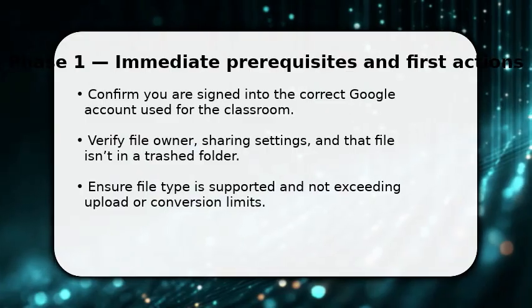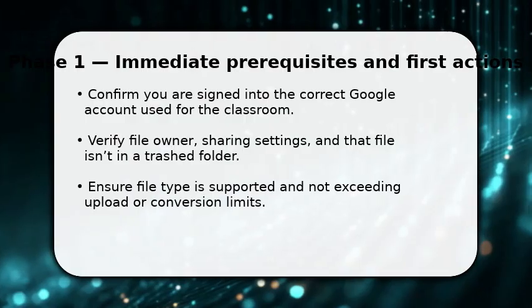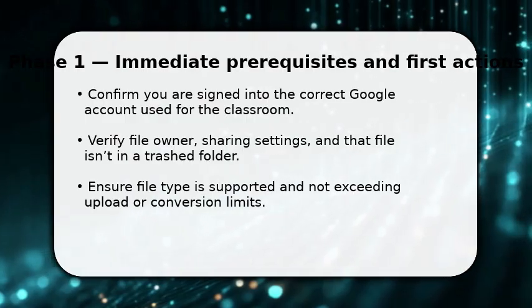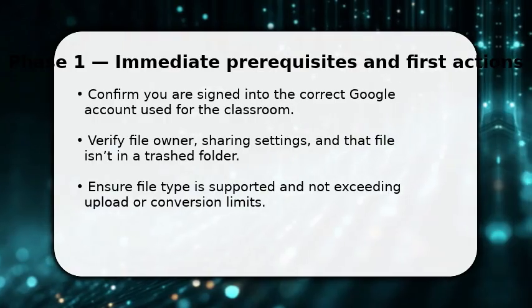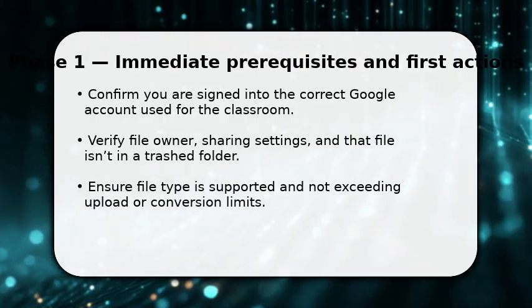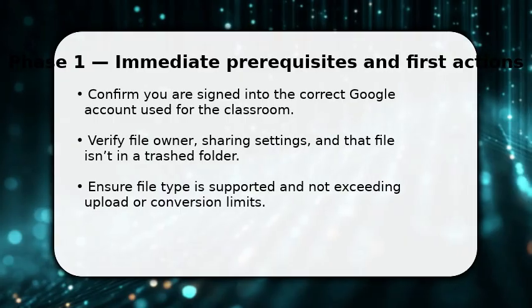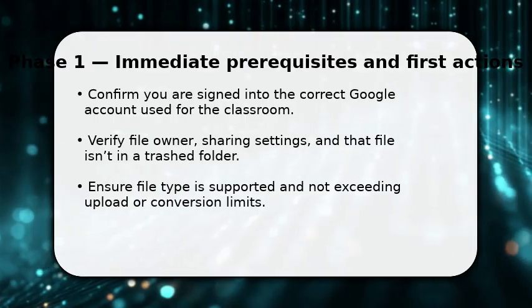You'll start by confirming account and access because most failures come from permission mismatches. Sign into the exact Google account tied to the class. Once done, open the assignment link. Inspect the file owner and sharing settings. Make sure you have View or Edit.